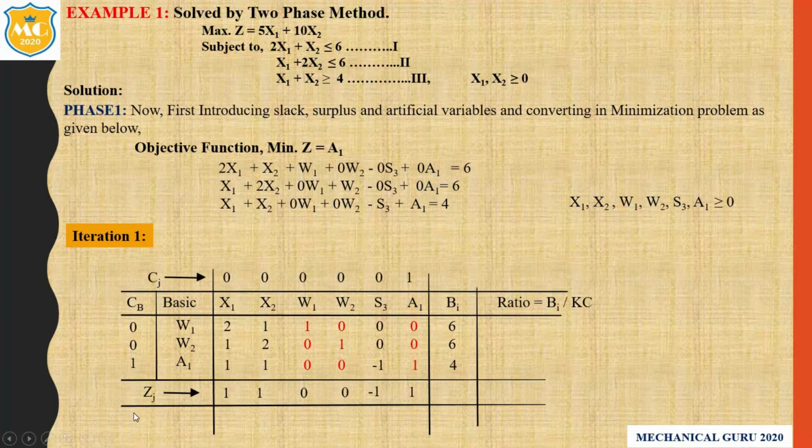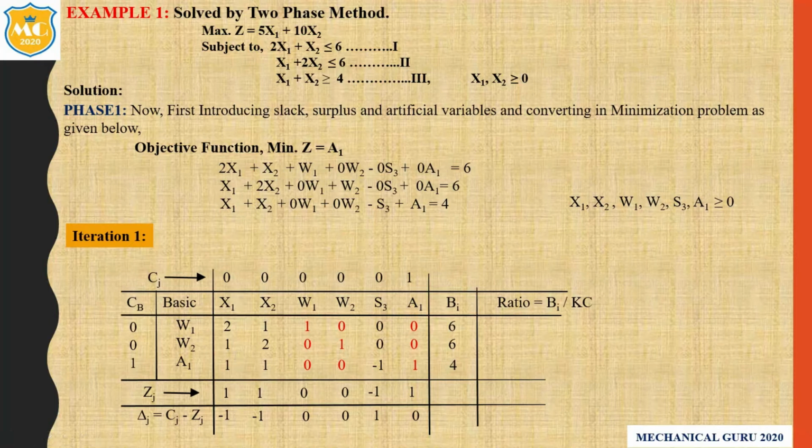Clear? Next we have to find out the delta j value, that is cj minus zj. So 0 minus 1, so here minus 1. Next 0 minus 1, again minus 1. Here 0, 0 plus 1 and 0. Now in a delta j value, we have to choose most negative number, because here our objective function is minimize z. So in that we have to choose most negative number.